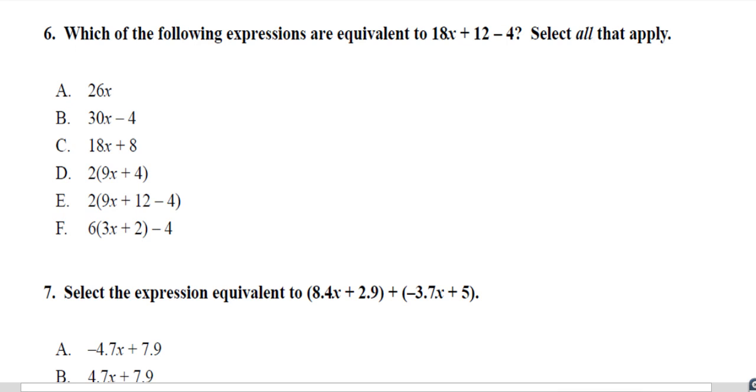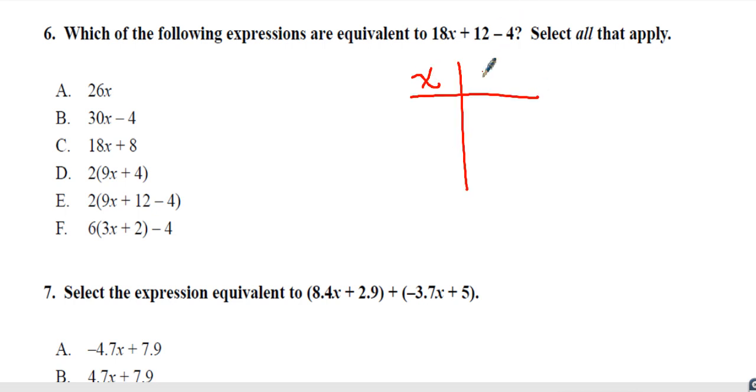Which of the following expressions are equivalent to 18x plus 12 minus 4? And we need to select all that apply here. So if we have 18x plus 12 minus 4, again, we can say, okay, I have x's and I have numbers. So if I have 18x's, it's going to go in the x column, 12, and I have minus 4 or negative 4. So I'm going to put negative 4 in this column.